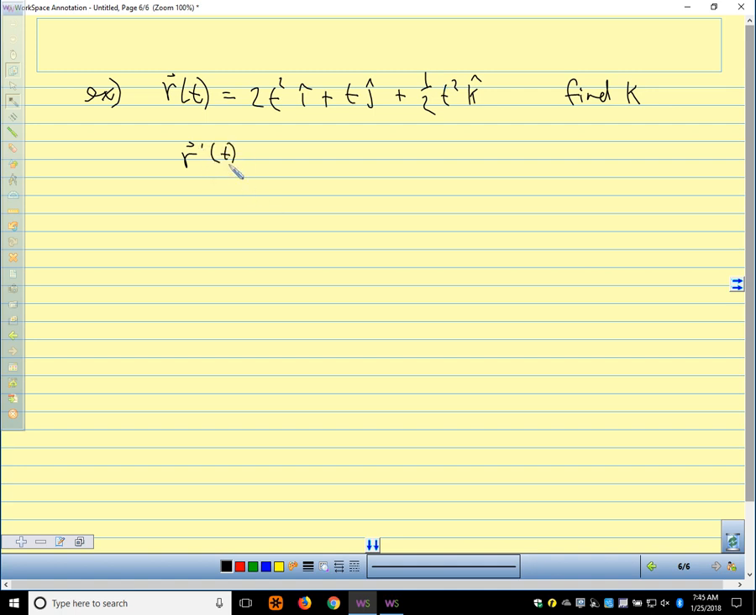R prime of t. Nice easy derivatives. Here, how about we write it like this? That'll make it even smaller. Then r double prime. We need r double prime.